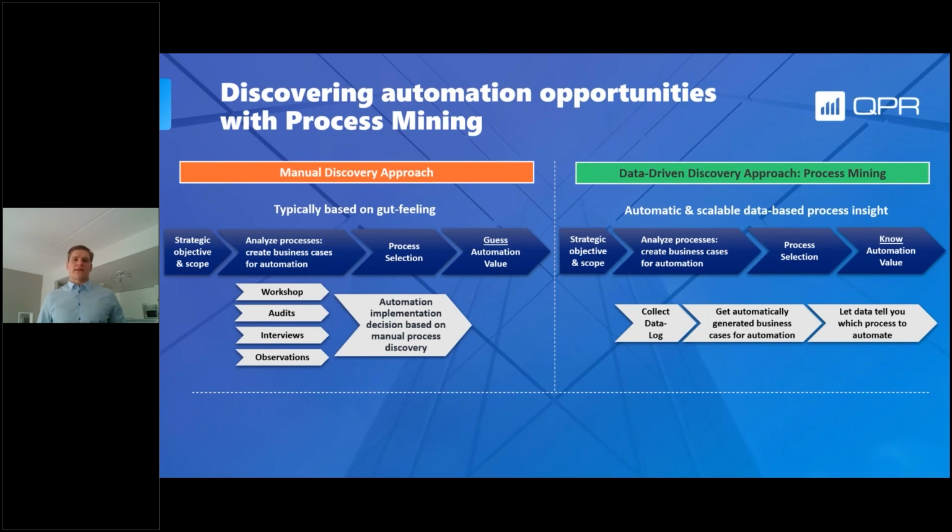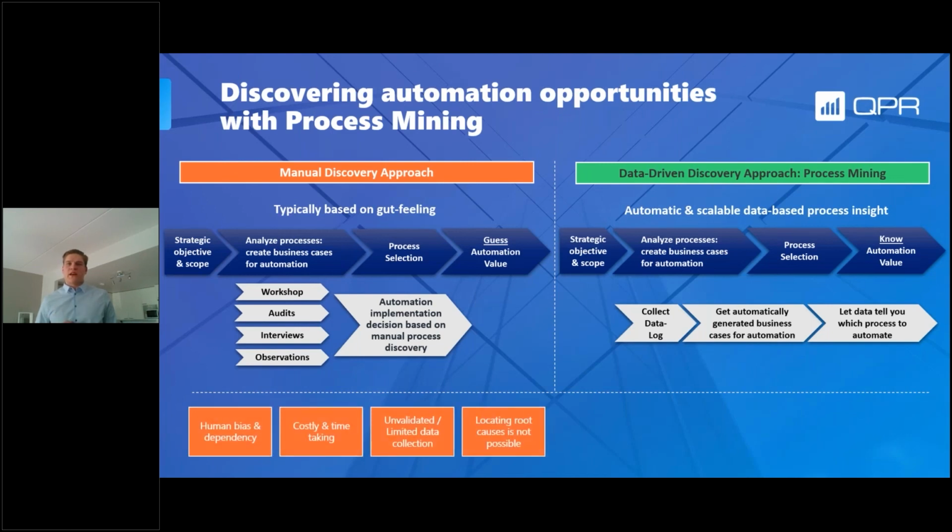And this method is of course based on data. So there you can have the data help you improve your business. So the data that is already in your systems. And you will be able to determine the value of your automation.